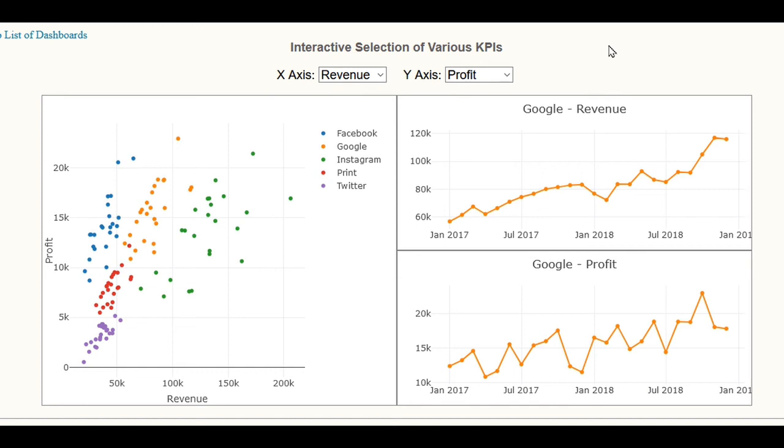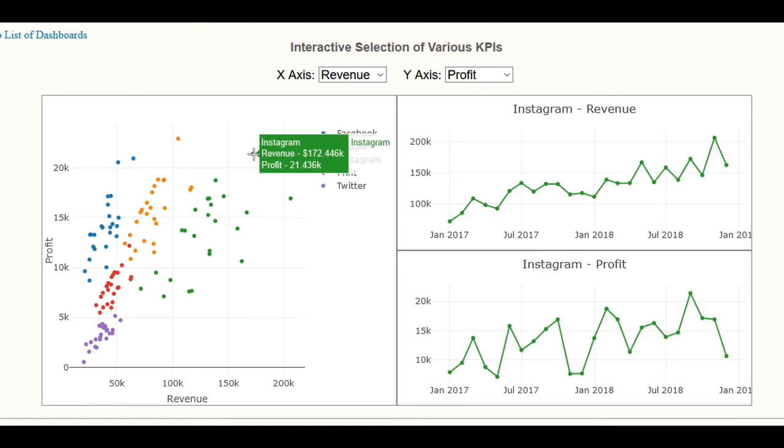But you could see from this that we were able to combine a number of features of interactivity by allowing for the selection of metrics, 4 of which are shown, more can be added as needed, and at the same time be able to drill into a specific marketing channel.